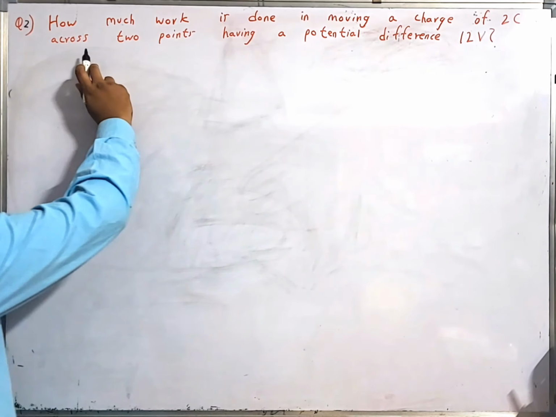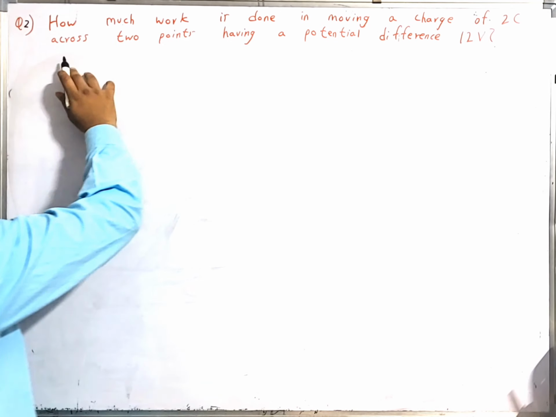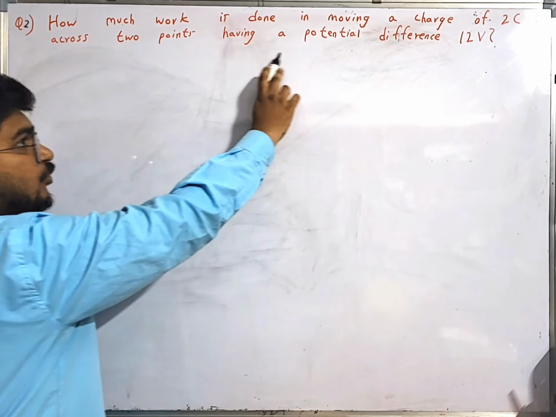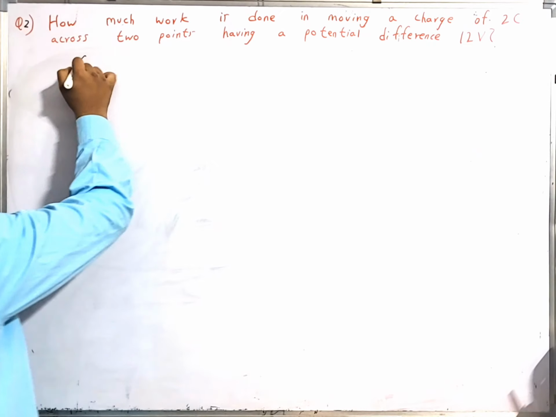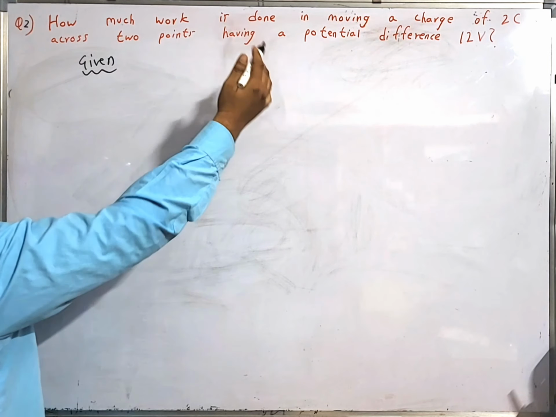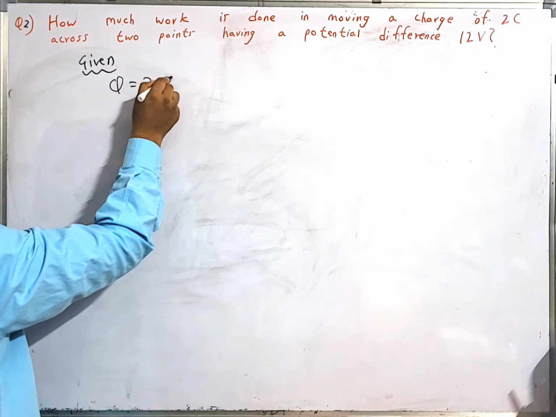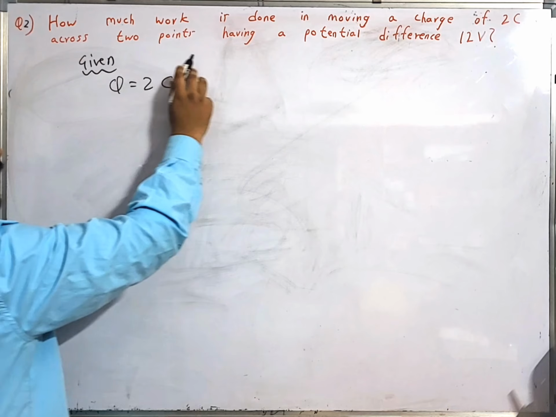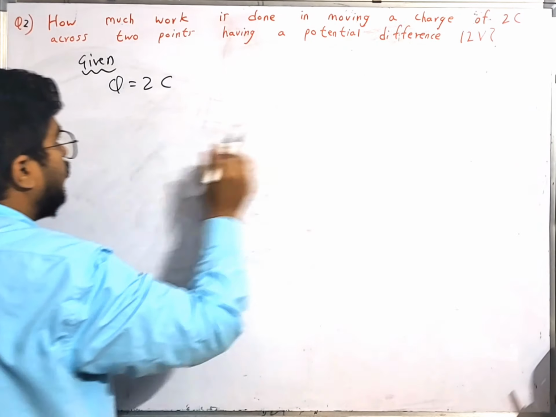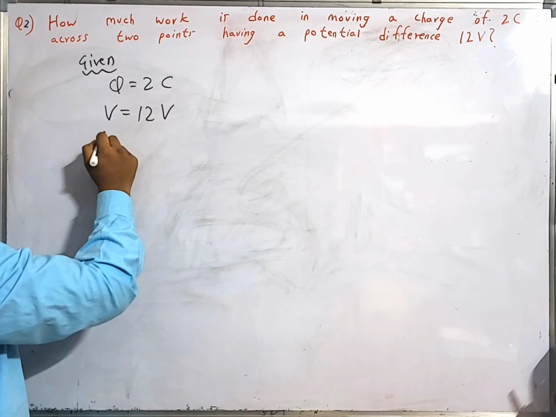Here the question is, how much work is done in moving a charge of 2 Coulomb across 2 points having a potential difference of 12 volt? Given values are, first of all, how much work is done. So we have to find out work. In moving a charge of 2 Coulomb, so the charge is 2 coulombs. Across the 2 points having a potential difference of 12 volt. The potential difference is 12 volt. And we have to find out work.